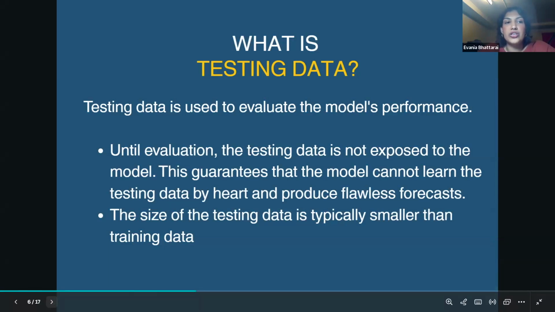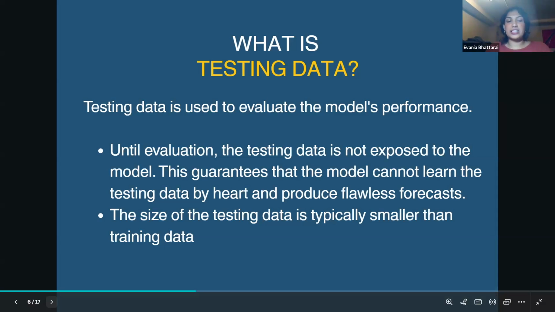So until evaluation, the testing data isn't going to be exposed to the model. That allows you to ensure that the model isn't learning the testing data by heart and producing flawless results because it's already familiar with the testing data. So you want to make sure that when you're separating your data, you still have a good percentage that allows you to test your machine. Because if all of your data was training, then you don't have data to test your model with, so you won't be able to figure out if you've trained your model properly.